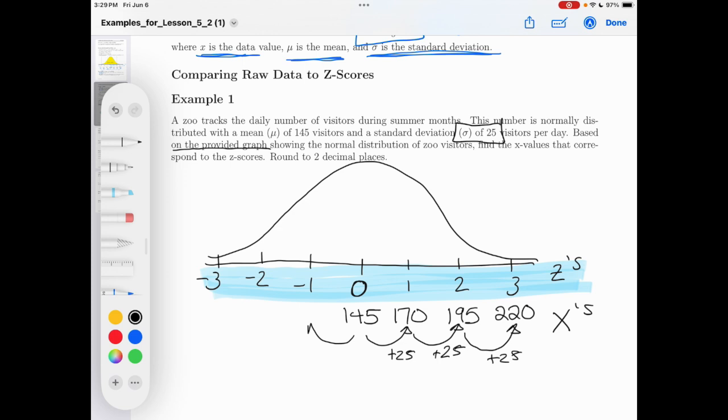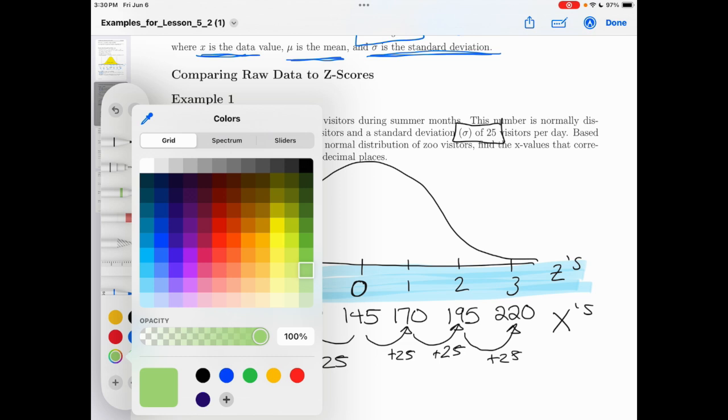Now, when I go out this way, I'm going to subtract 25. So z is equal to -1 corresponds to x is equal to 120. When I come out another standard deviation and I subtract 25 again, that corresponds to an x value of 95, because I'm going to subtract 25 again. And then when I come out one more time to -3, I'm going to subtract another 25, and that's going to give me a corresponding x value of 70.